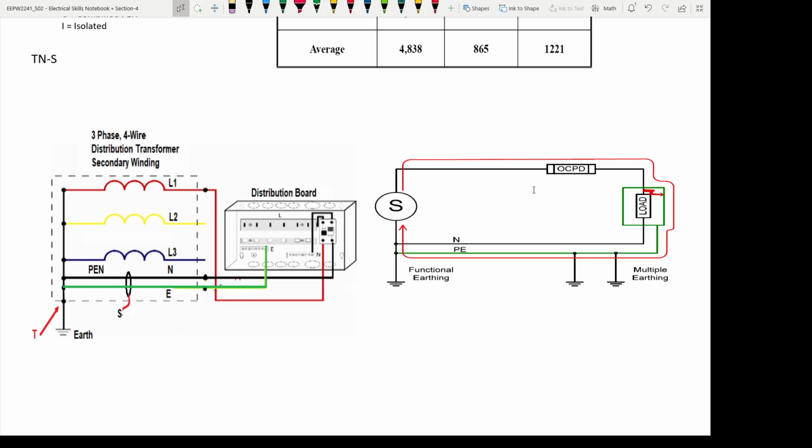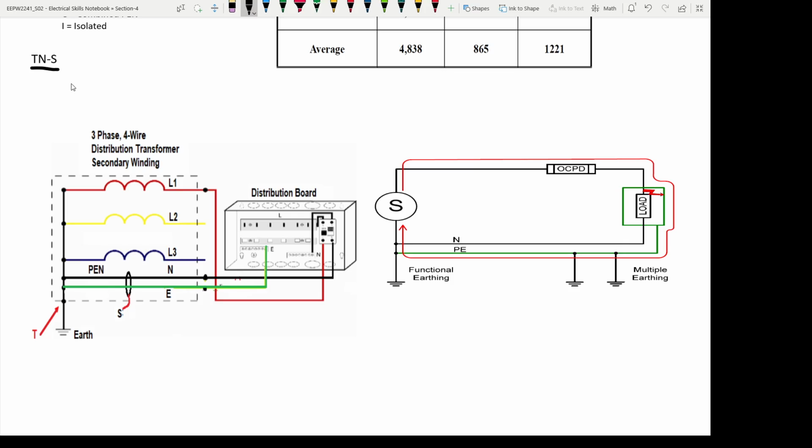So, I have a line which is red in color, and we have a neutral which is denoted with the black color, and we have an earth which is denoted with the green color. You can see in this picture the line is connected here, and the neutral is connected from the supplier to the consumer in a separate conductor, and earth also has a separate conductor from the supplier to the consumer. So, that is why we call this TNS.